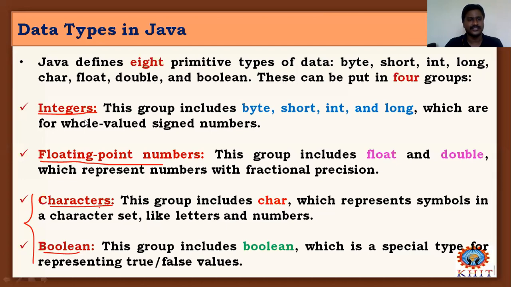this group includes byte, short, int, and long. These are the 4 different types related to integer type data we use during our programming designs. All of these are full valued signed numbers. So Java supports only signed numbers and doesn't support unsigned numbers. And floating point numbers, this group includes float and double, which represent numbers with fractional precision.